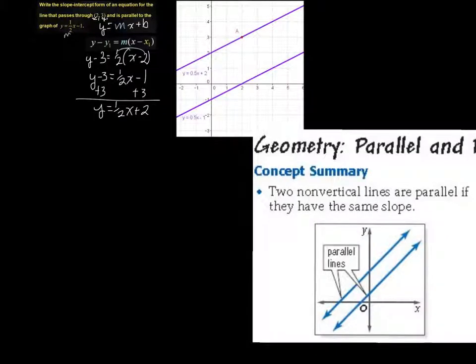And here we have half of our summary statement, since we only did half of the lesson. Two non-vertical lines are parallel if they have the same slope.